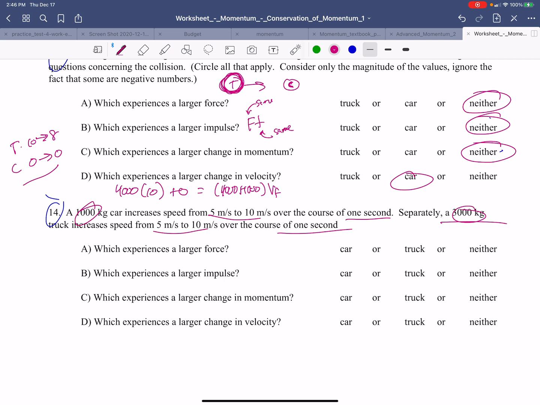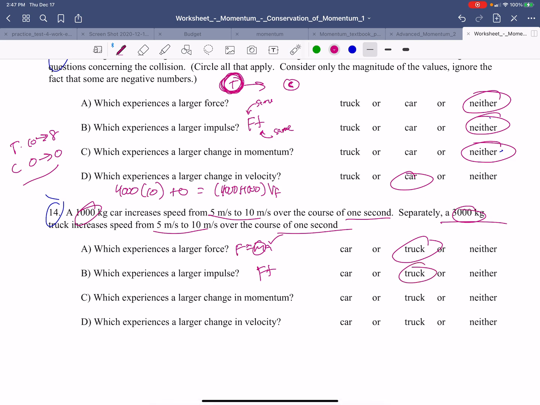So which one experiences a larger force? F equals ma. They both have the same acceleration but different masses, so the heavier vehicle has to have a bigger force, right? Because it has the same acceleration but a heavier mass, so you better have a bigger force accelerating it. Which one has a larger impulse? Ft. They both have the same time interval. The truck has a greater force, so the truck.